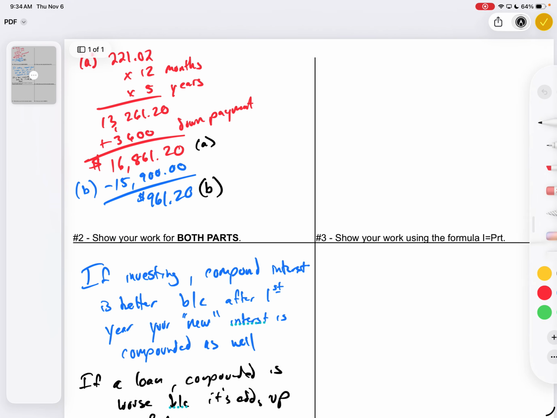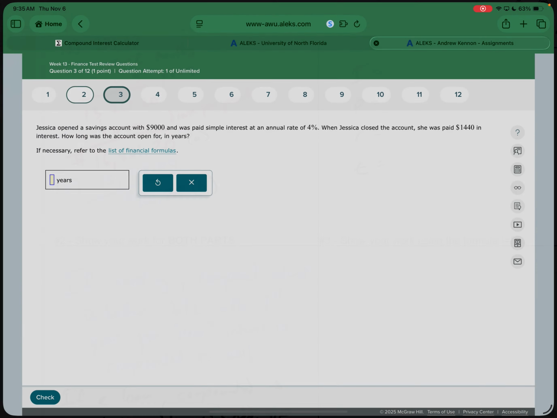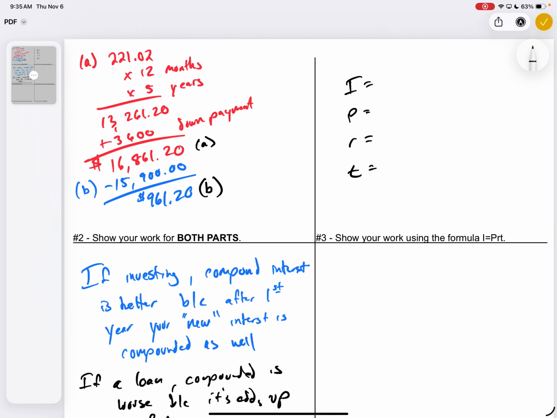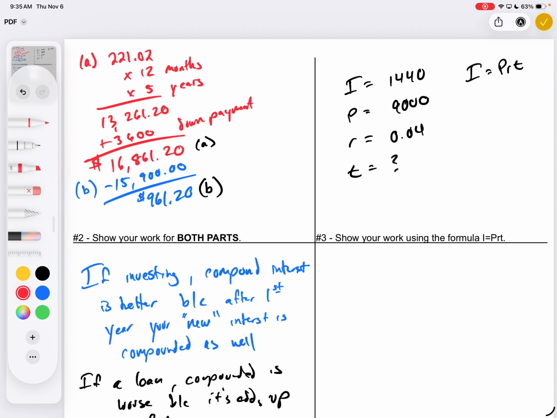So on this one, we need I, P, R, and T. So my interest was $14.40, P is $9,000, and R is 4%. Interest was $14.40. We started with $9,000, and it is 4%. We want to know how long. Okay, so I do give you the formula on the test work page, so you don't have to memorize that or anything. So that's what's given to me.